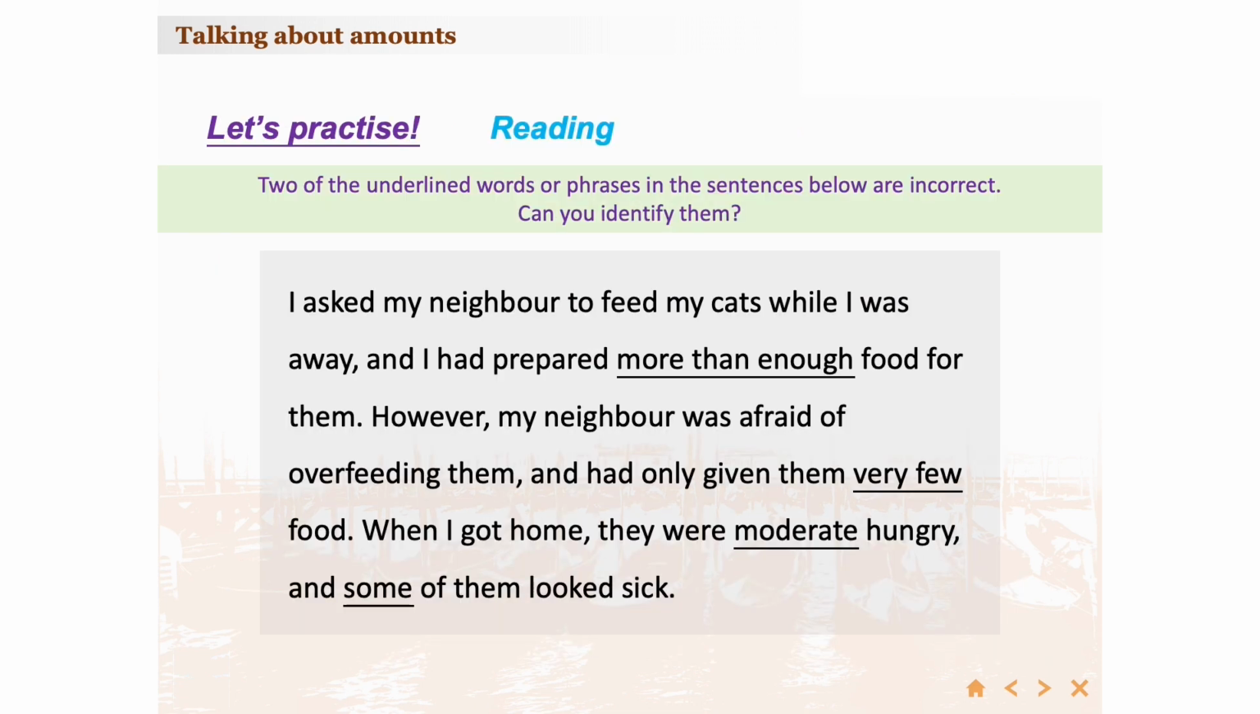Now let's practice talking about amounts. Two of the underlined words or phrases in the sentences below are incorrect. Can you identify them? The answers are very few and moderate.